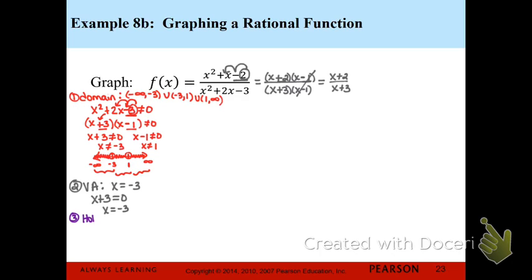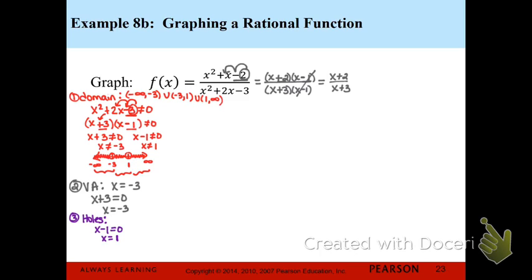And we have holes. What are holes? They're your canceled factors of the denominator. Did anything cancel? The x minus 1. So it's the x minus 1 set equal to 0. Solve for x, so we get x equals positive 1.